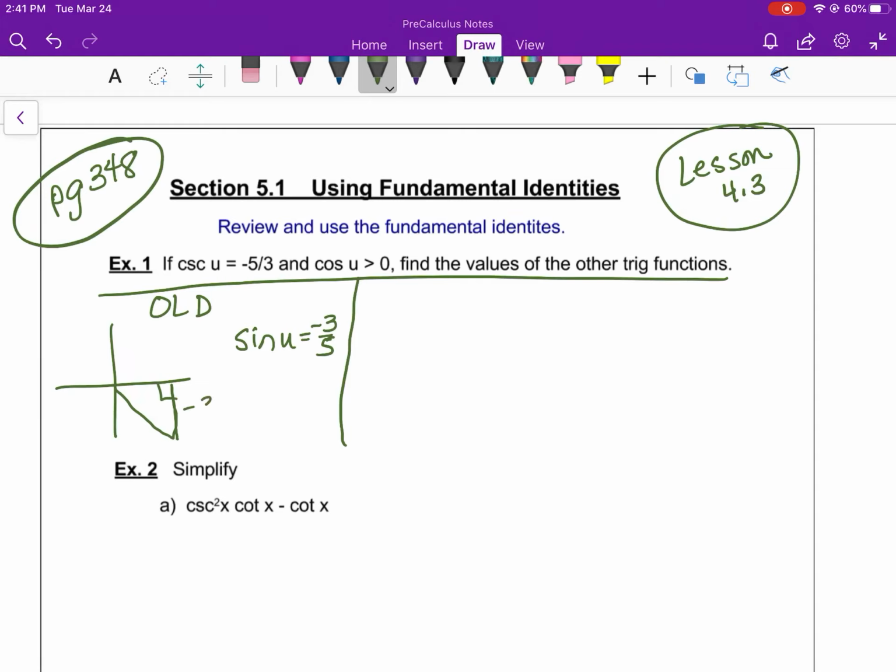All right. And that tells us it's a 3, 4, 5 triangle. This is a side length of 4. From here, you would be able to find the rest of your trig values. What we're going to do in this lesson is we're actually going to use identities to help us.